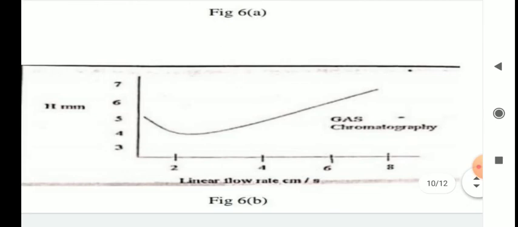So you can see that you have to operate the gas chromatograph at an optimum mobile phase velocity, which is the minimum in the curve, U optimum.